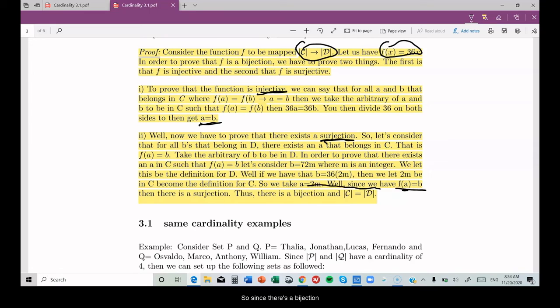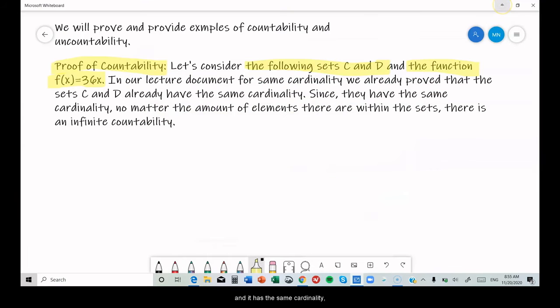So since there's a bijection and it has the same cardinality, then both of these sets are countable, no matter how many elements there are in each set. So now I will provide an example.